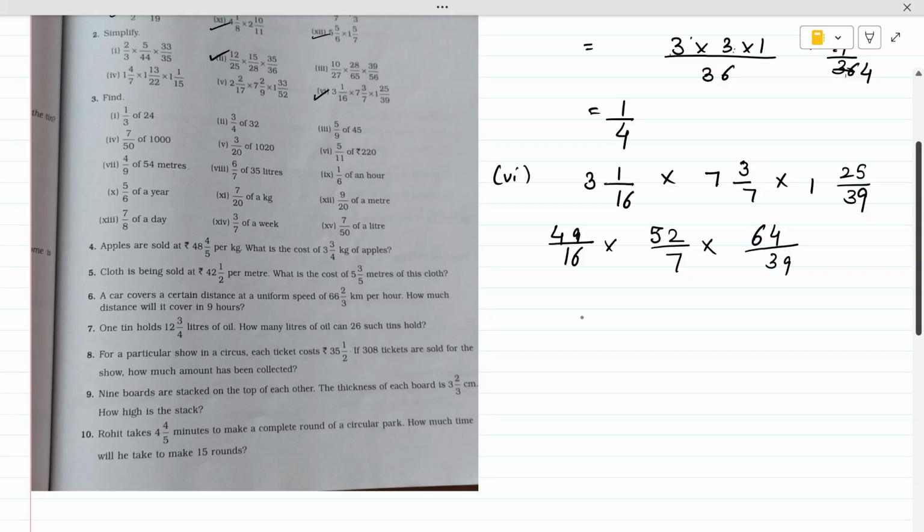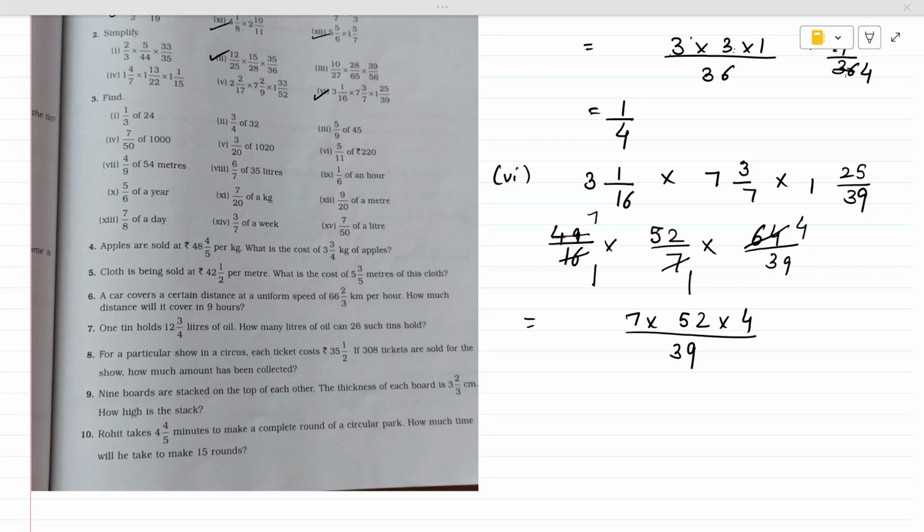Let us try to multiply these. We have 16 into 1 and 16 into 4, because 16 goes into 64, and here 7 into 1, 7 into 7. So these are the terms given to us, and what is left here is 7 into 52 into 4 divided by 39. These are the numbers which we are left with here.